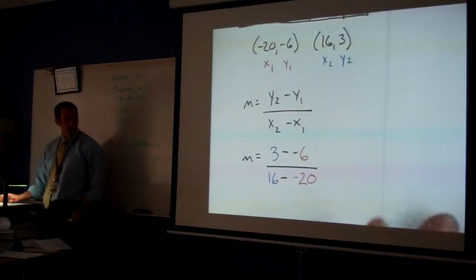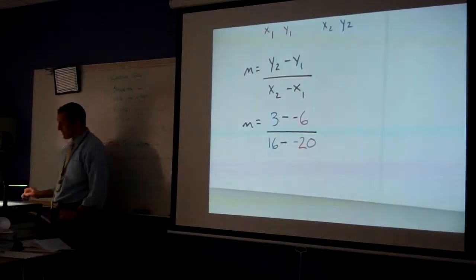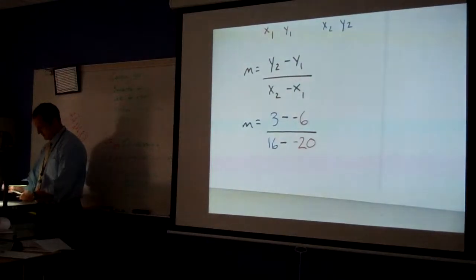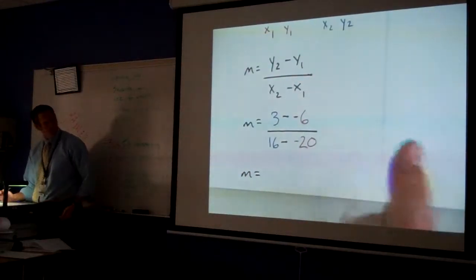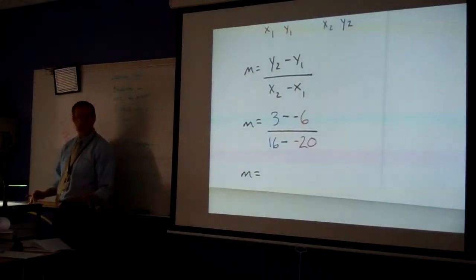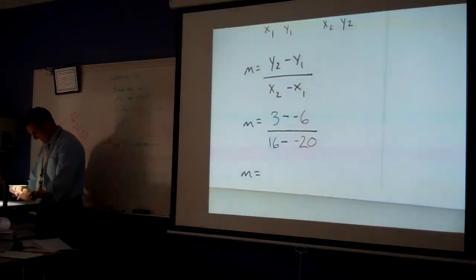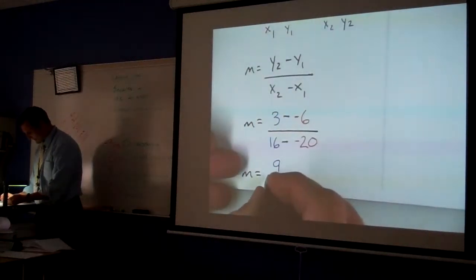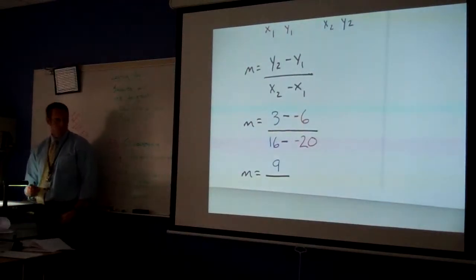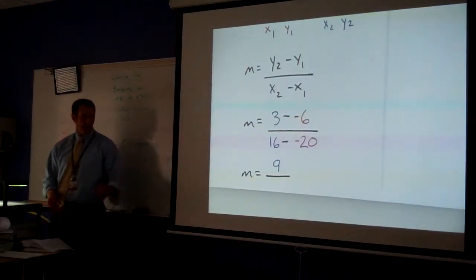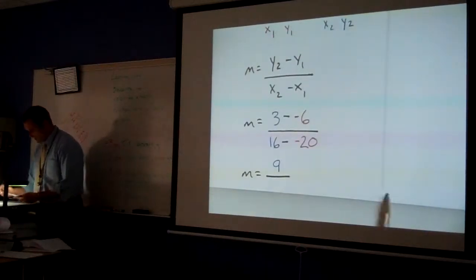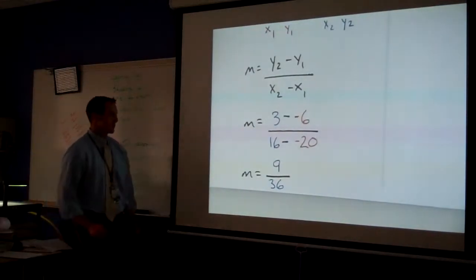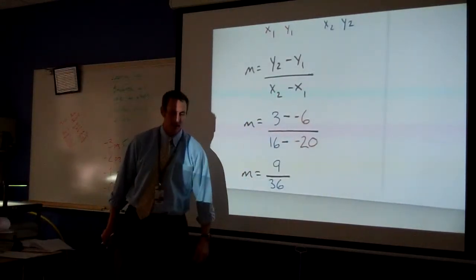Once we have our values substituted into the slope formula, we can now subtract. Okay, so let's subtract. Slope is 3 minus negative 6, which is not negative 3. 3 minus negative 6 is positive 9. You have to be good at subtracting. 16 minus negative 20 is not negative 4. It is positive 36. You have to know how to subtract. So yes, both of these turn out to be positive.